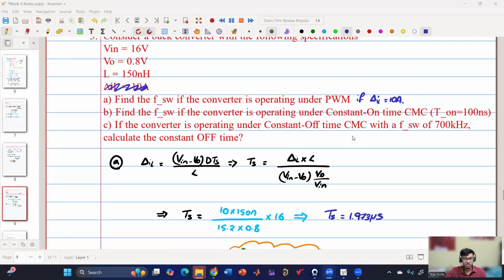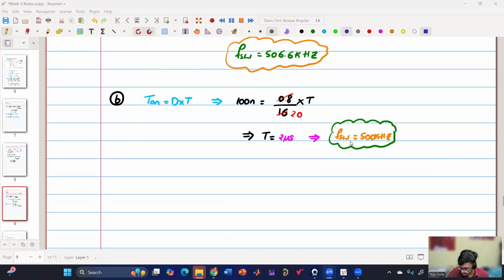Okay. In the third part, I have said that the converter is operating under constant off-time current mode control with a switching frequency of 700 kilohertz. Then what will be the off-time? So how to solve this third part?